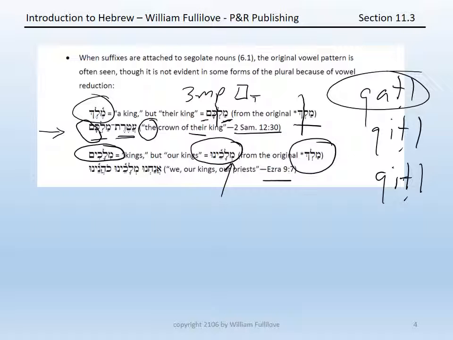For instance, Ezra 9:7, anachnu malakenu kohanenu. We, which is the independent personal pronoun anachnu, our kings, melech in the plural, with the suffix enu, the first common plural suffix, and then the same basic form, kohanenu, kohen, priests, but in the plural, and then with the addition of the first common plural suffix. We, our kings, our priests.